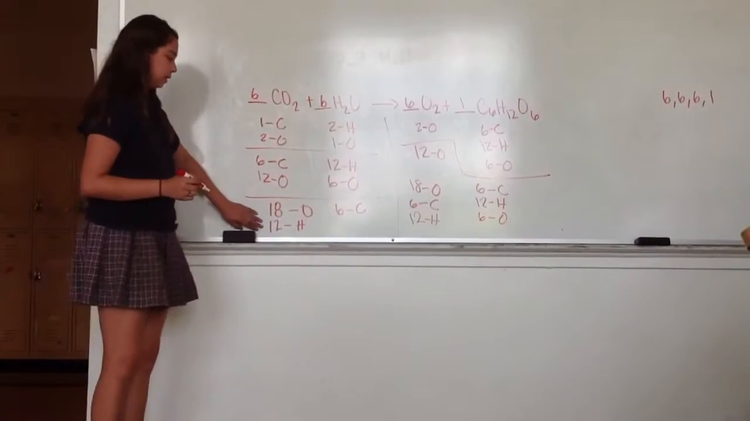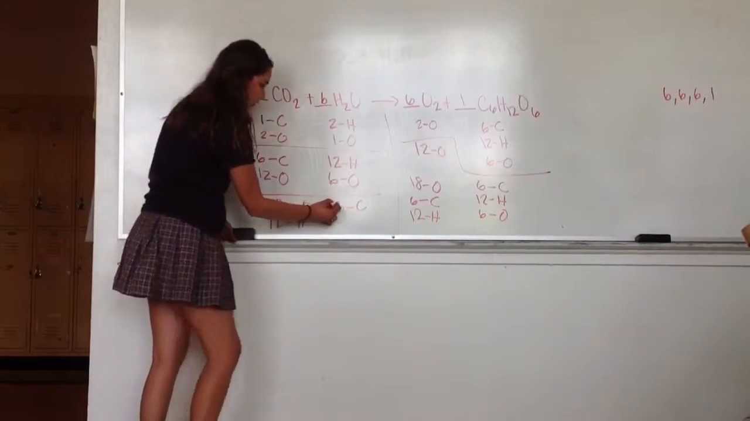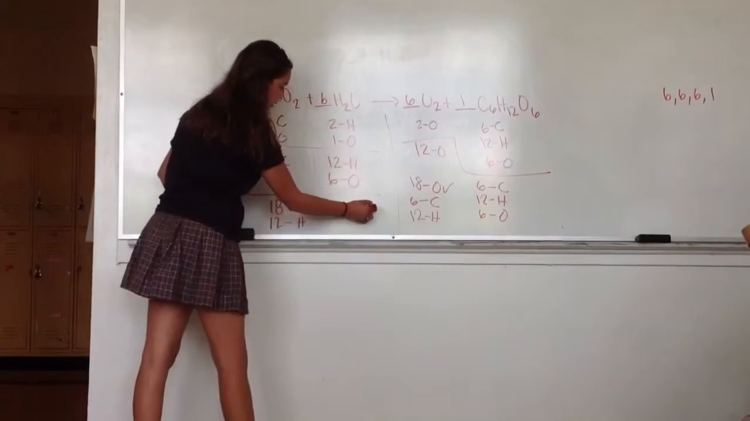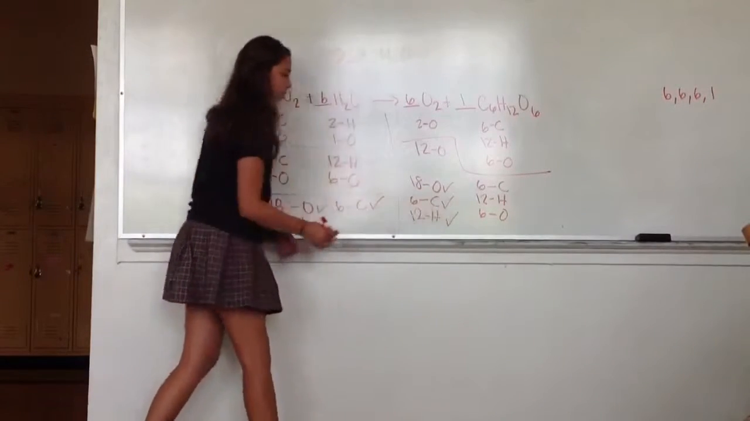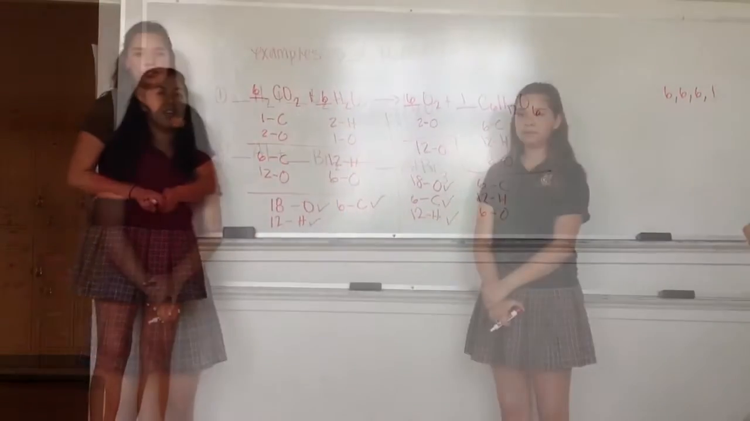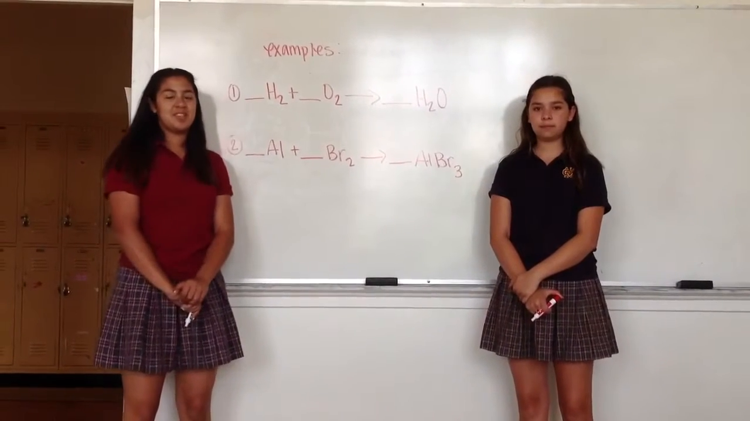Now I'm going to check to make sure that my numbers match. 18 O's, 6 C's, and 12 H's. And that is how you balance an equation. Here are examples for you to try on your own. You can pause the video so you have more time to answer them.